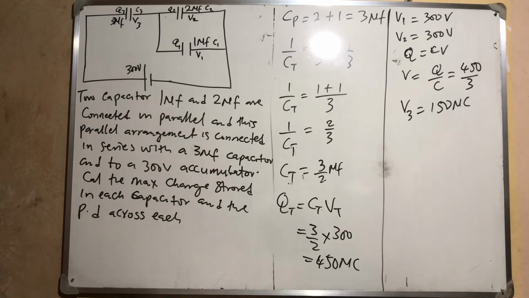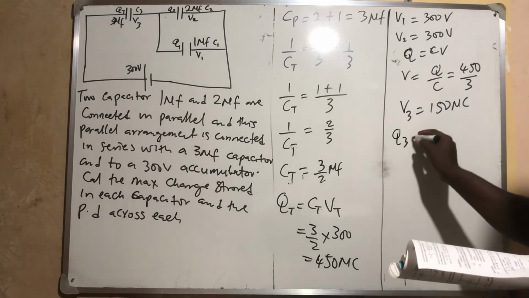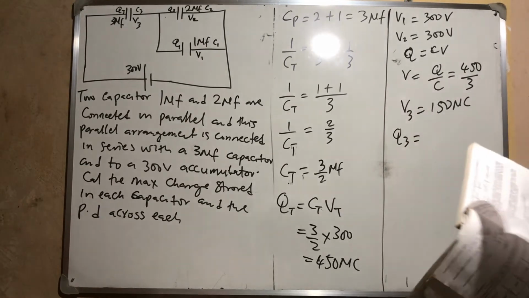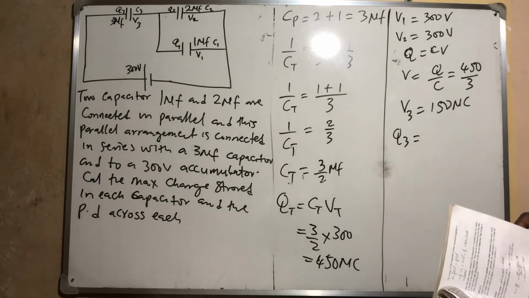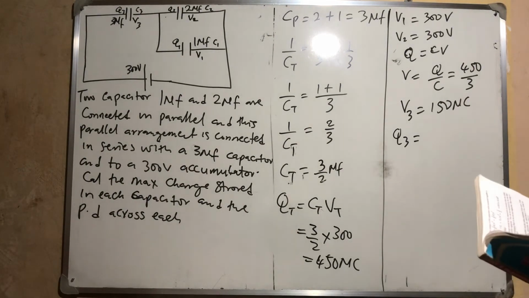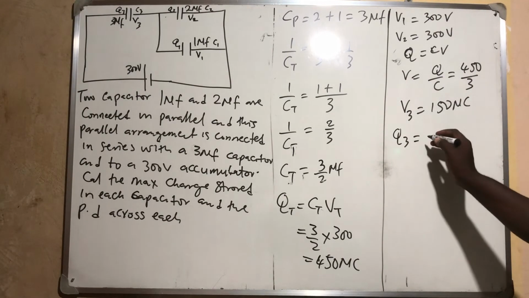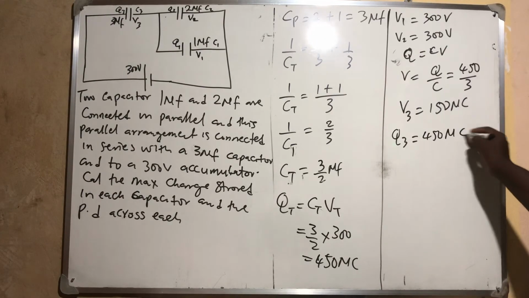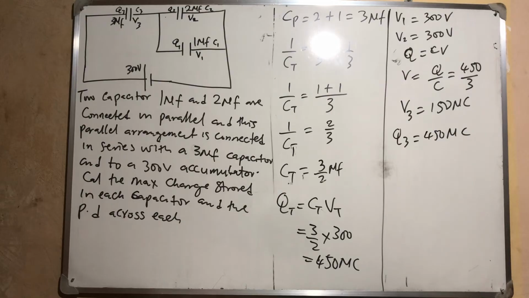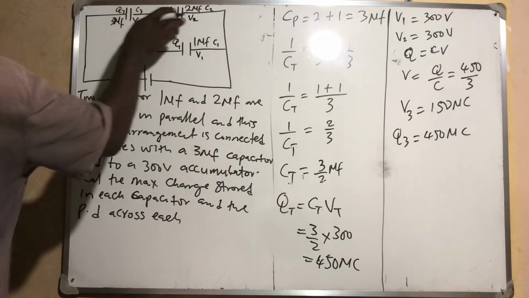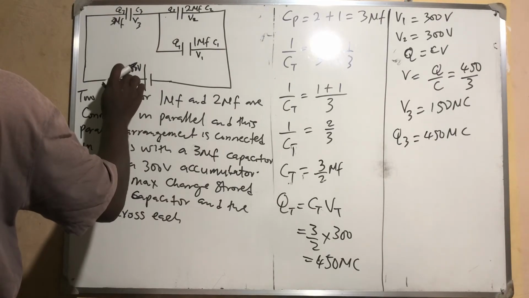Now for Q1, Q2, and Q3. Q3 is the same charge that moves across them. The same charge is what is moving across them. And what did I get as my charge? The total charge I got is 450. So Q3 is 450 mu coulomb. Now for Q1 and Q2, the potential difference that is across here is what entered here, and not this total one. Are you getting me?